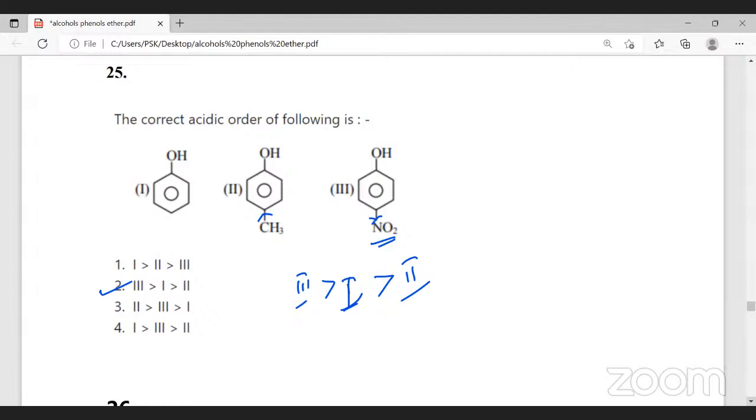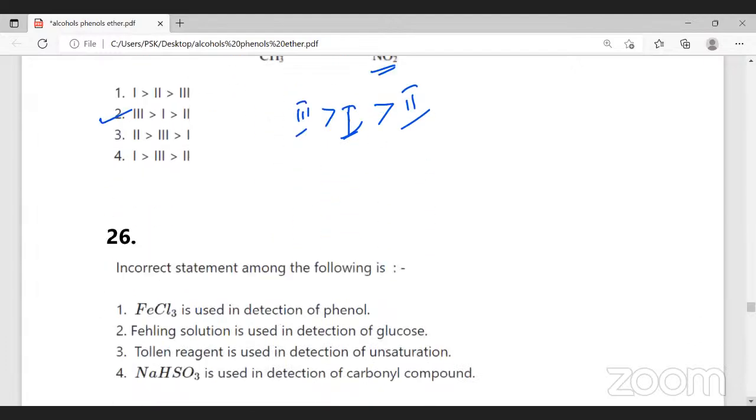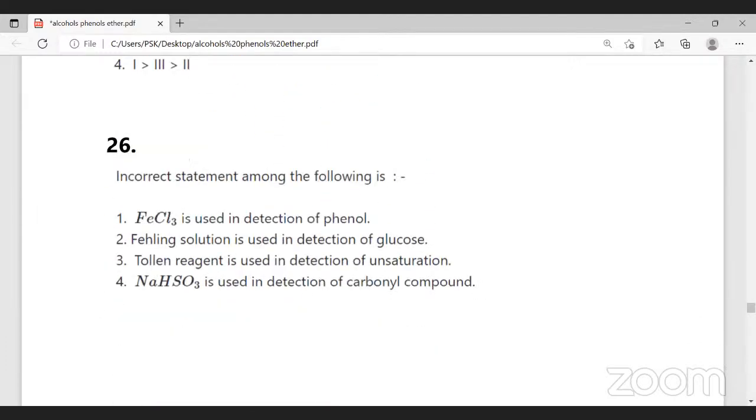The next question. The incorrect statement among the following. Ferric chloride is used for detection of phenol. Correct. Neutral ferric chloride gives a color. Fehling's solution is used in the detection of glucose. Fehling's solution A and B. In biology, at least, you would have learned Fehling's solution for detection of glucose.